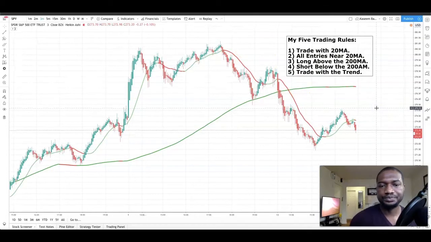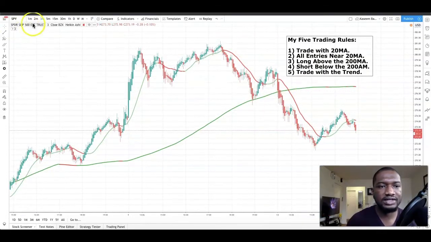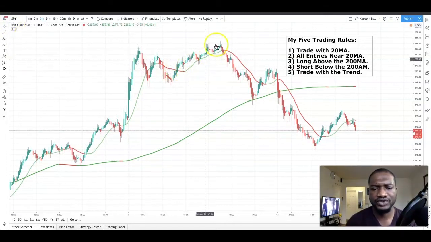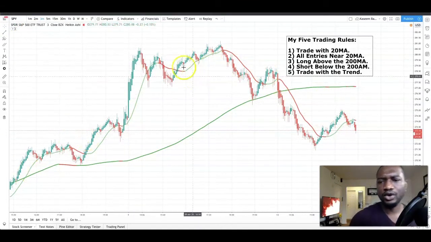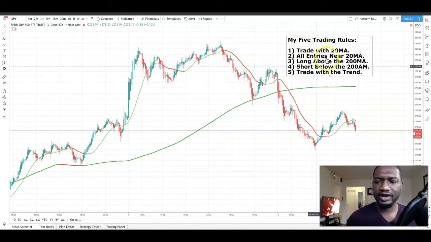So right here we have the S&P 500. This is the top 500 companies in the US combined into one. So that's what I'm looking at today, this S&P 500, and this is about maybe 4 or 5 days worth of charts. And here are my 5 basic rules.